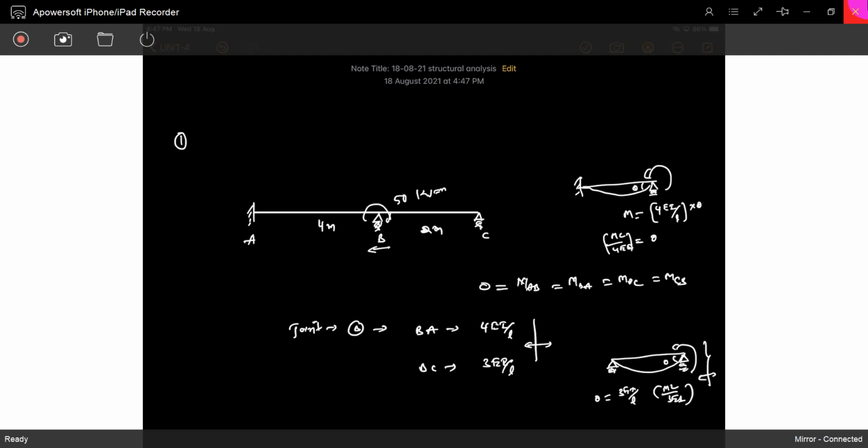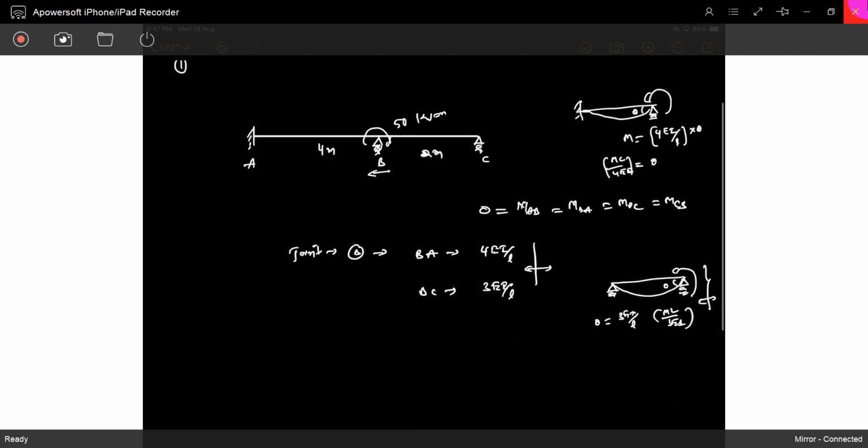Stiffness means the amount of force required to generate unit deflection, or the amount of moment required to generate unit rotation, is called stiffness. That's it.